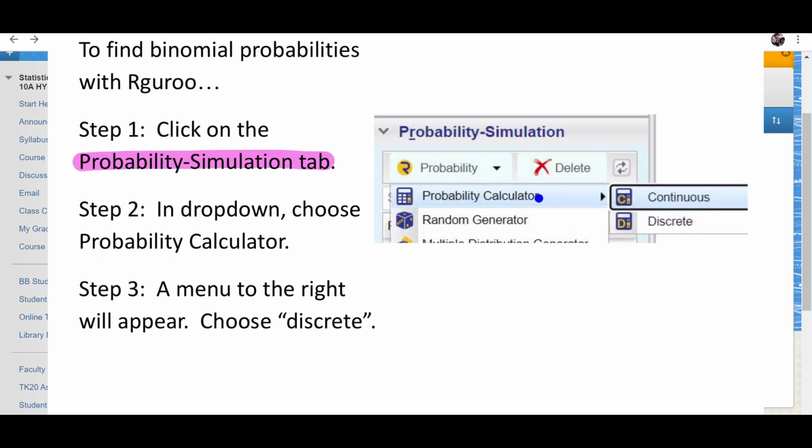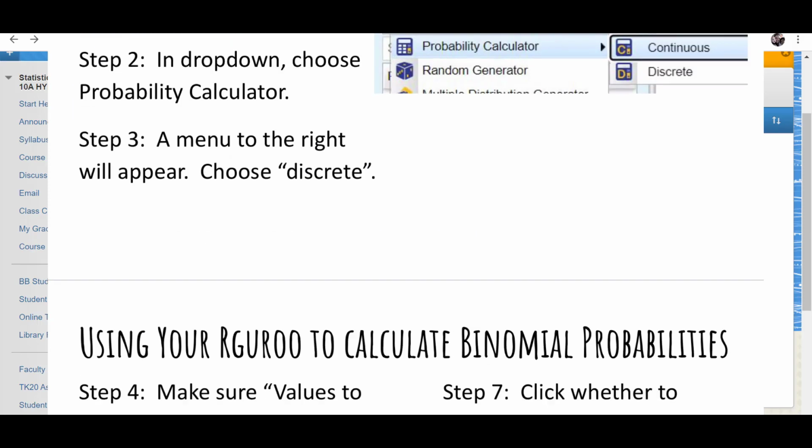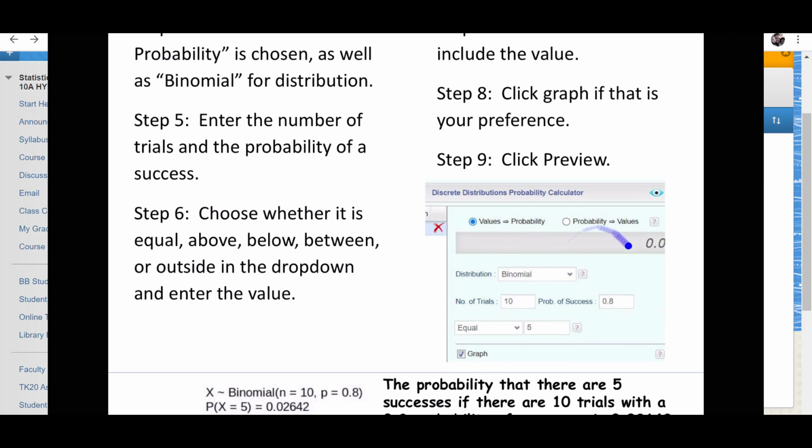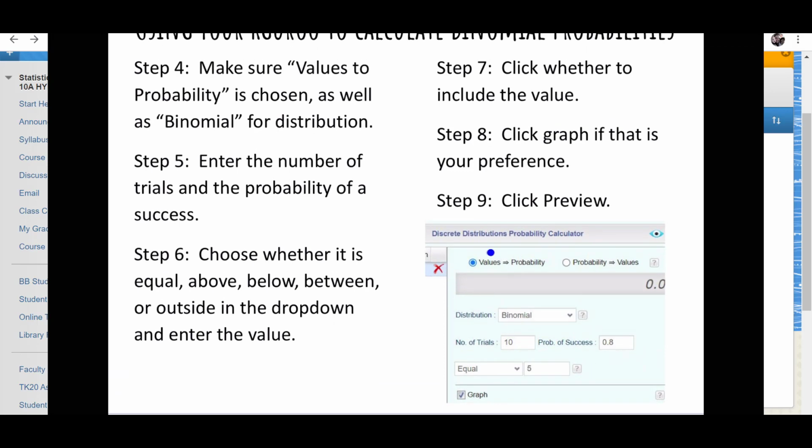Once you choose Probability Calculator, we're dealing with discrete random variables, so you want to choose discrete. Make sure you choose discrete, and once you do that, another pop-up box will appear. So again, Probability Simulations tab, in the drop-down choose Probability Calculator, choose discrete. Now you will have this little box pop up, and you've got two possibilities: values to probability or probability to values. For these, they're going to give us values, and we're looking for the probability. So you want to keep the one on the left checked.